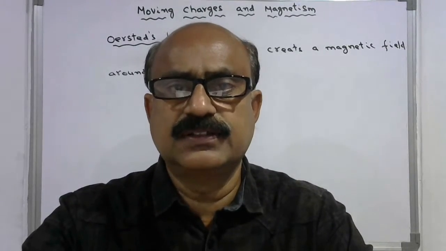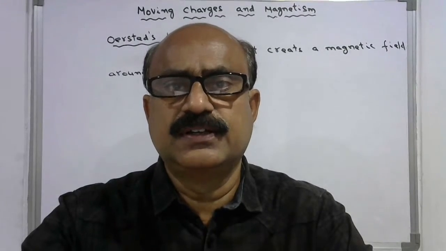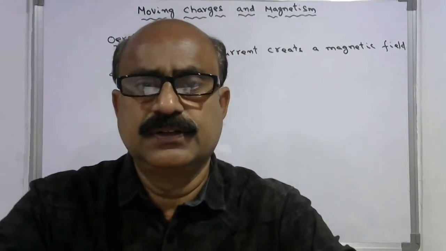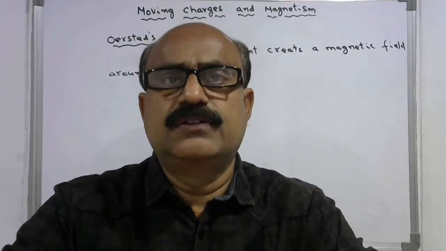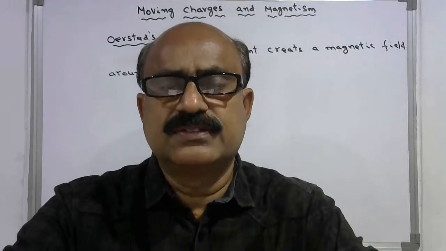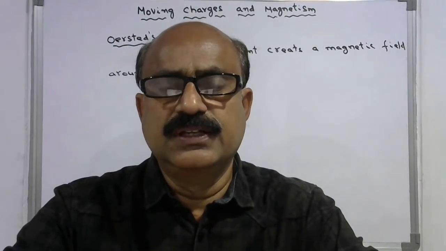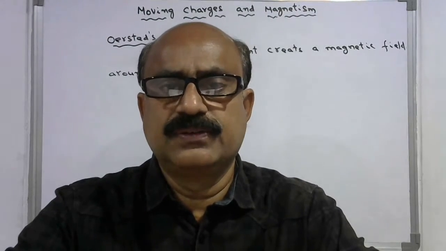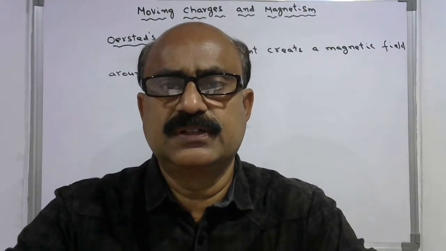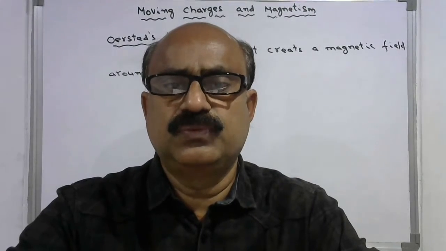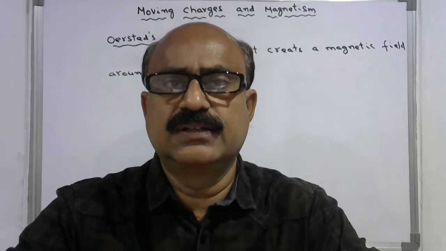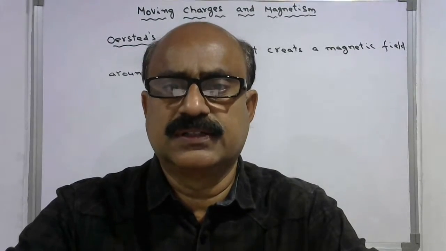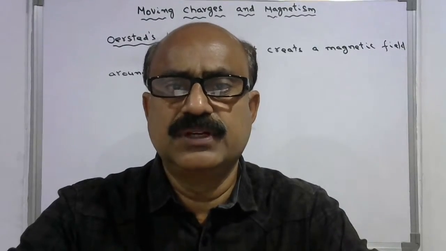In this video lesson, I will teach moving charges and magnetism. In this particular chapter, in 1820, Oersted discovered and observed the relation between moving charge and magnetic field. According to his observation, if current is flowing through a conductor, a magnetic field is produced around the current-carrying conductor. This is the observation made by Oersted.